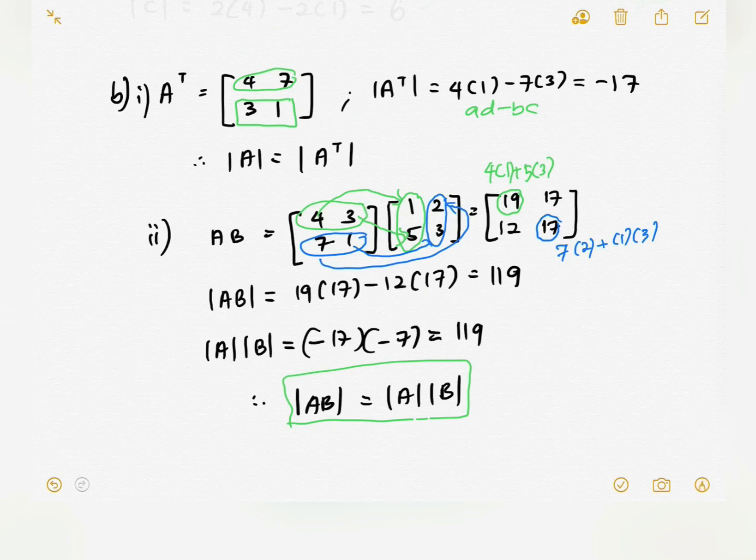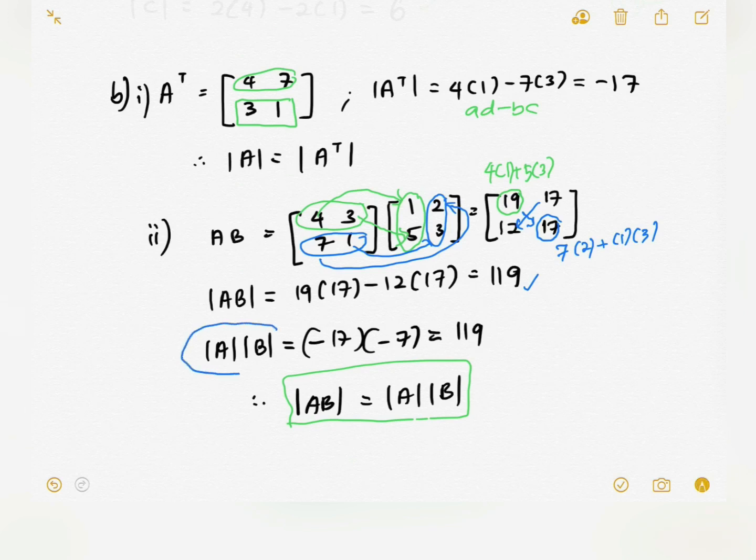So after you do the multiplication, you find its determinant, which is 19 times 17 minus 17 times 12. So you get 119. And then how do you do this one?